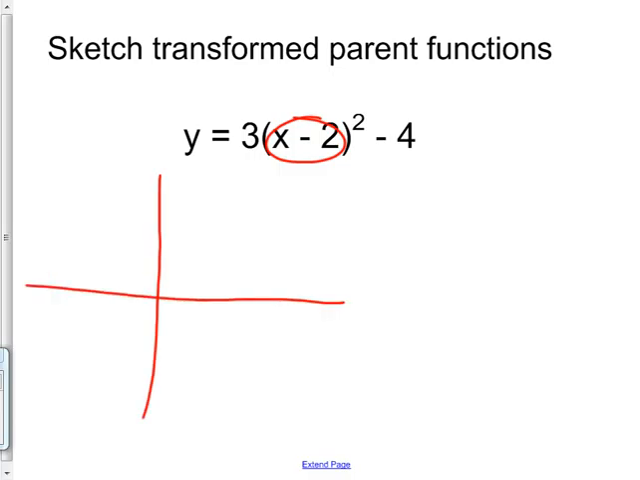Left 2. So my parabola is now over here. I'm in the wrong spot, sorry. Over there, right 2. Okay. And now I'm going to have to do that 3 and that 4.